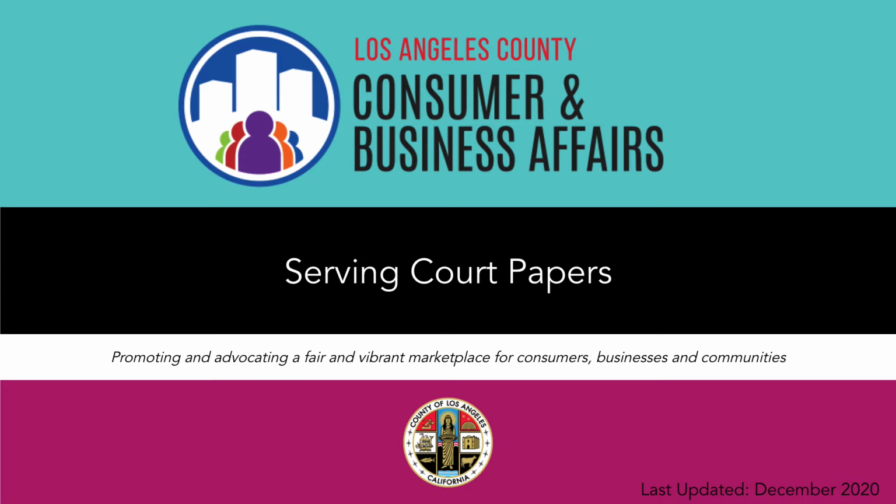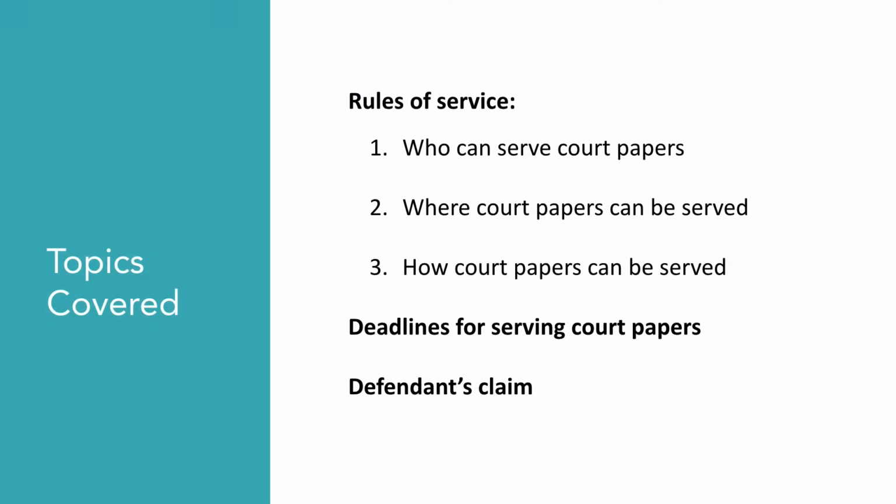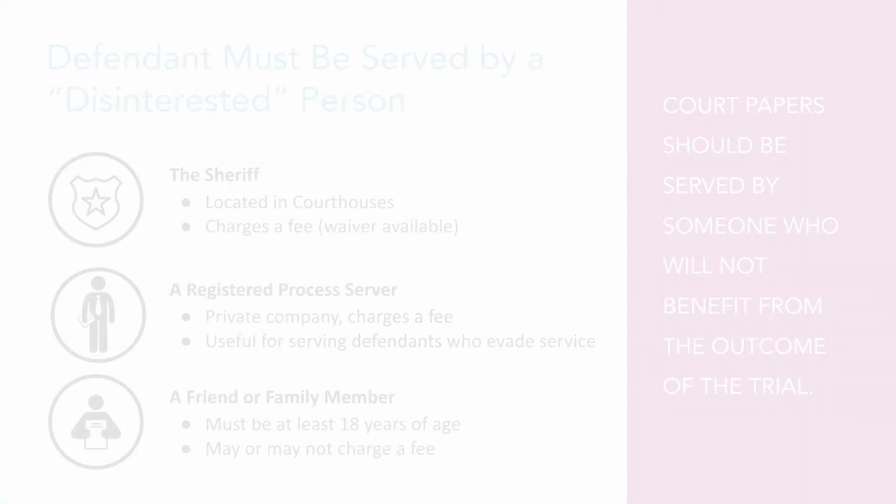This process is designed to ensure that all parties are aware of the claim that you have filed. So the rules are strict and must be followed closely. If a mistake is made while serving the defendant, you may jeopardize the outcome of your case. There are 3 sets of rules that you must follow when serving court papers in small claims. 1. Who can serve court papers? 2. Where court papers can be served? 3. How court papers can be served.